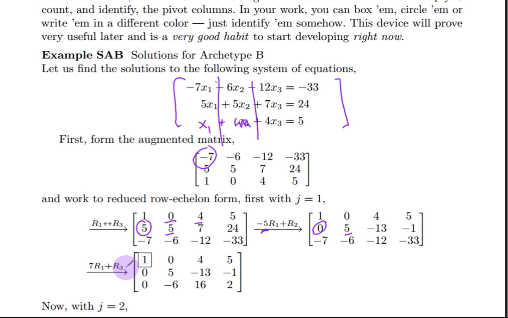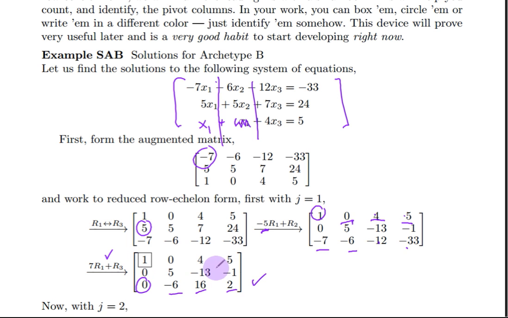All right, let's verify that this works. 7 times 1 minus 7 gives me 0. 7 times 0 is 0, minus 6 gives me -6. 7 times 4 is 28, plus -12 gives me 16. 7 times 5 is 35, minus 33 gives me 2. So I check that this row corresponds to this row operation. So far, so good. On to the second row.